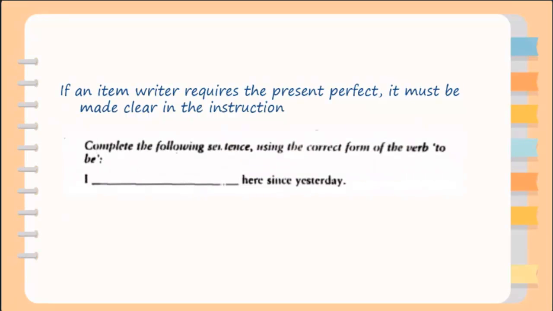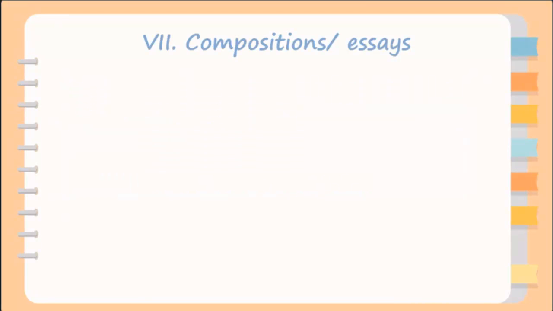So if an item requires students to use the present perfect, it must be made clear in the instruction. For example, they give you the verb "be" here, and students just answer by using the correct form of the verb to be in the present perfect.